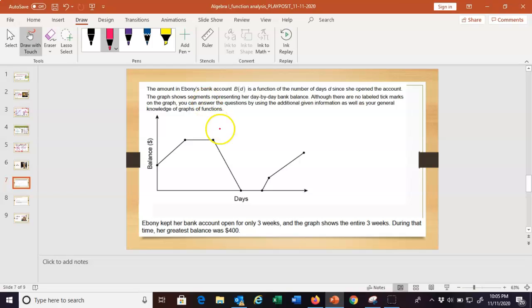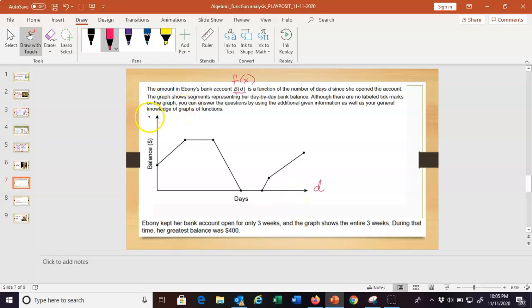This is a graph representing a bank account, Ebony's bank account, B of D. So that's just kind of another way to say f of x. It's a function on the number of days, D. So D along the bottom, that input, right? The x value, the input, is along the x-axis.